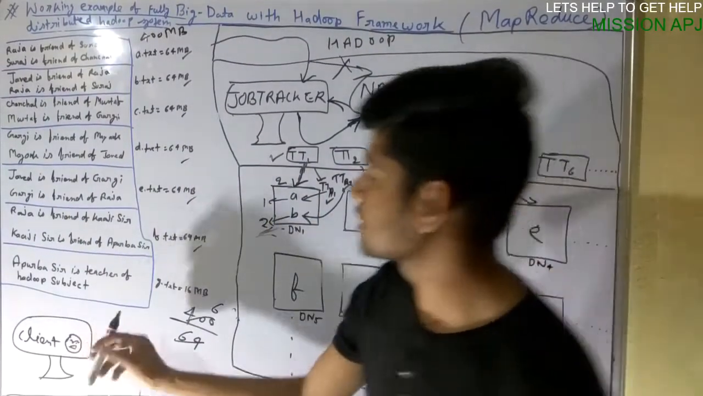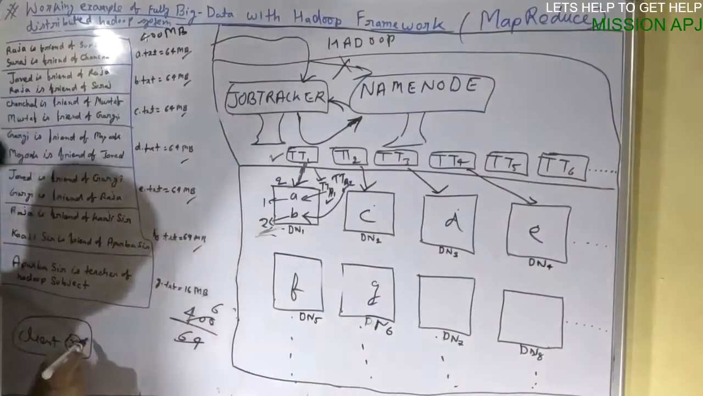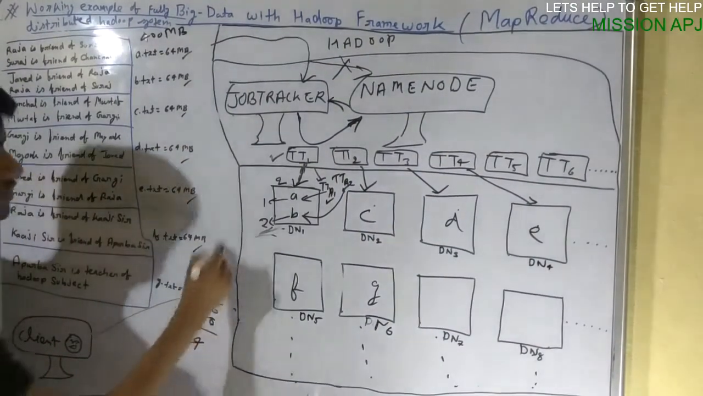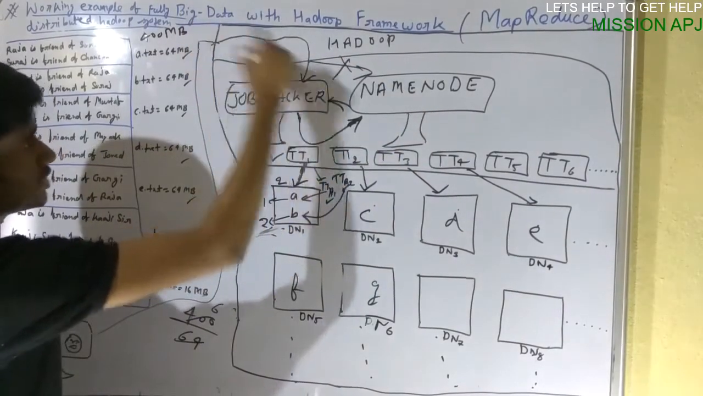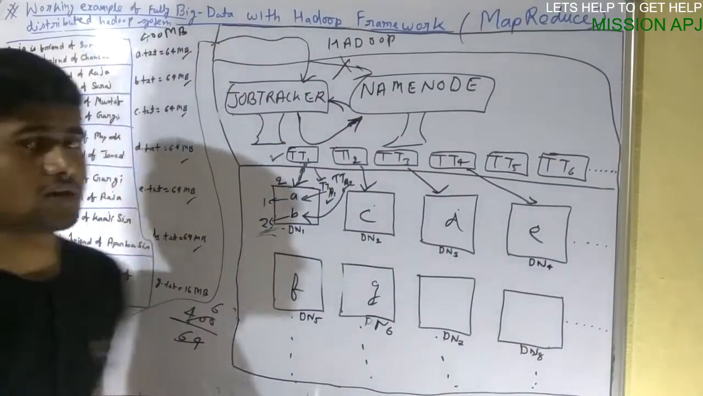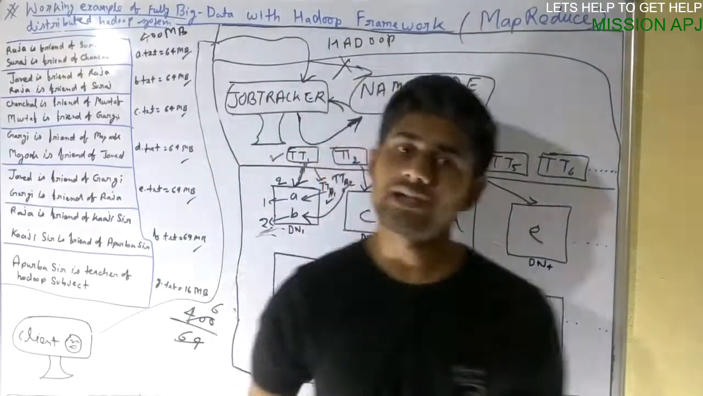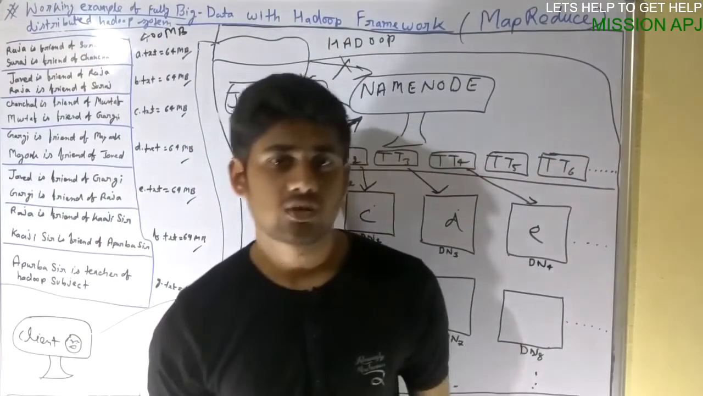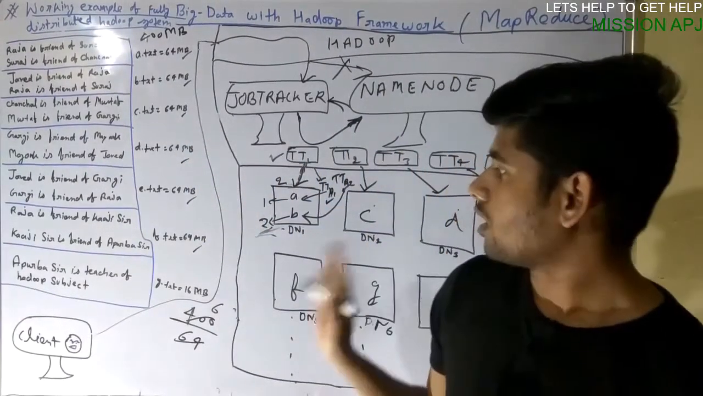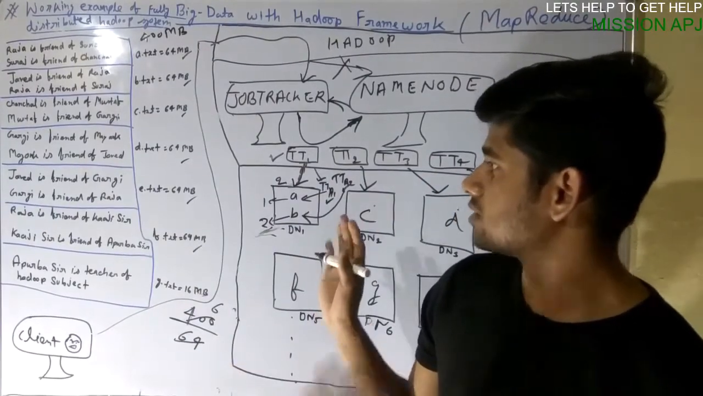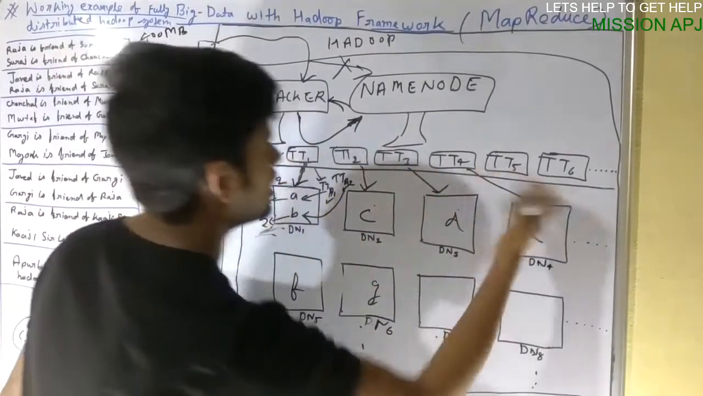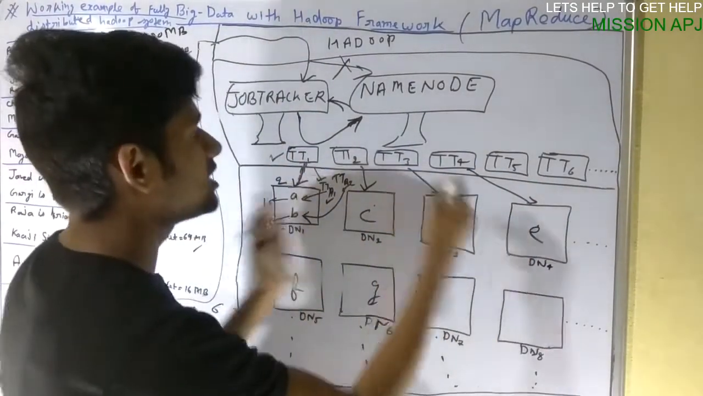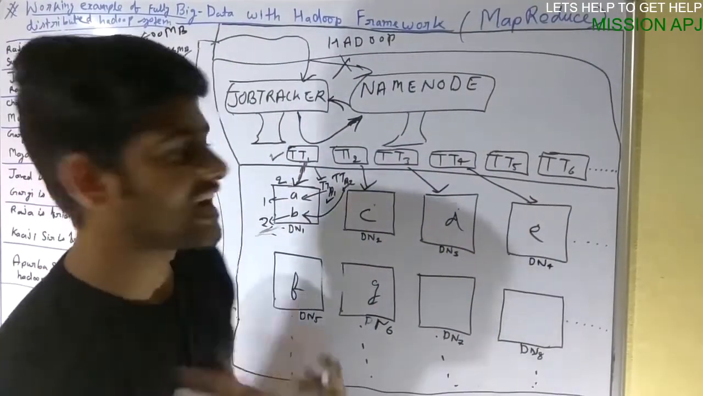So a client has generated a query. Where will it go? Name node? No, it will go to the job tracker to do its job. What will the job tracker do? The job tracker will divide the task as per requirement, and it will assign different parts of the task to different task trackers.